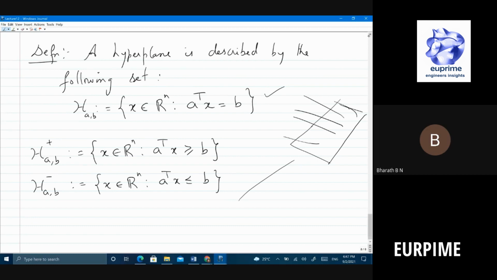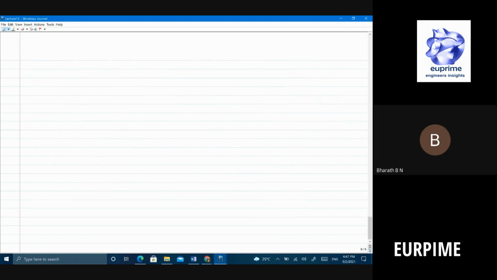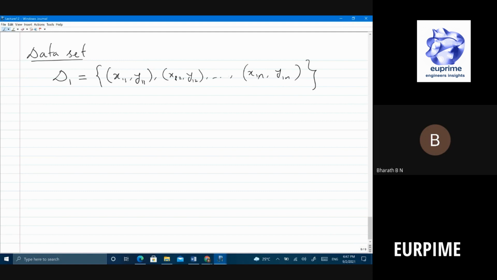Now, going back to the previous question, whether the data points are separable by a hyperplane. How do you write that? So let's formalize this whole thing. What is the data set now? The data set will have, let's say, D1. This is the first data set, which is X1, X2, and so on, Xn. This is one set of data points.